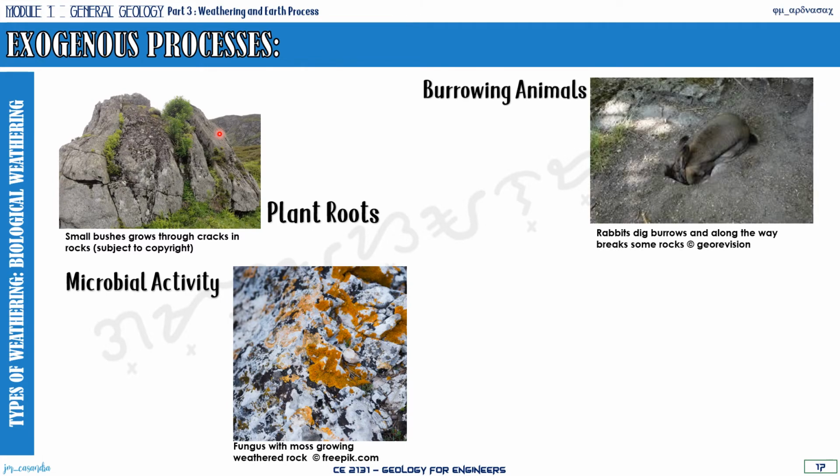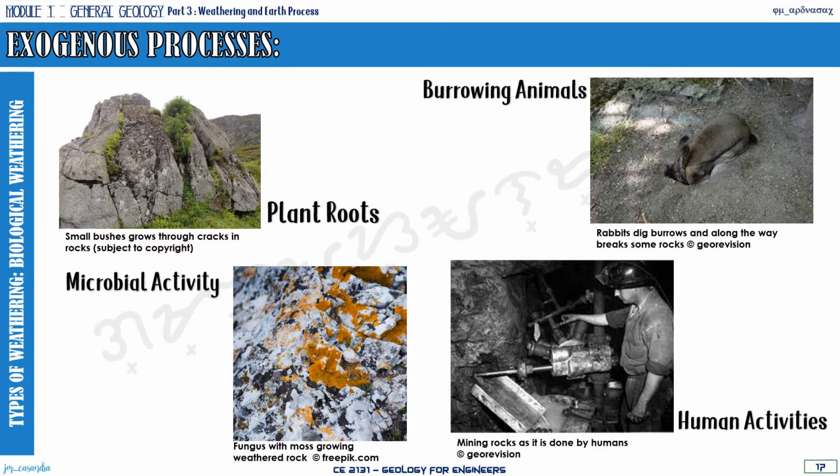So also we have animals. As animals such as rabbits dig their burrows, they will be hitting some rocks, thus breaking them along the way. And one of the most intelligent beings that would cause biological weathering will be humans. Because of human activities, sometimes they cause either chemical or physical weathering.